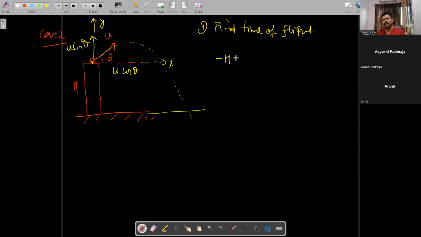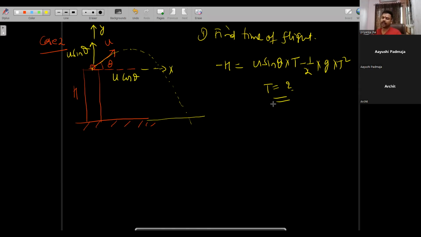So simply, displacement along the y-axis, minus h, equals: what is the vertical component of the initial velocity? That is u sine theta, in the positive direction in this case. So u sine theta into the time of flight, minus half g t squared. You can solve it from here, right? Time of flight you can easily get. Understood? You can solve the quadratic, and that is very easy.